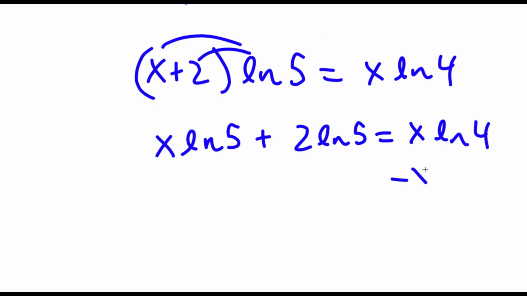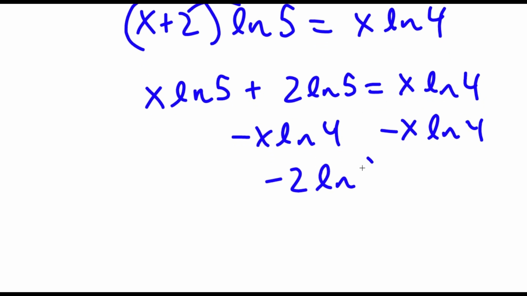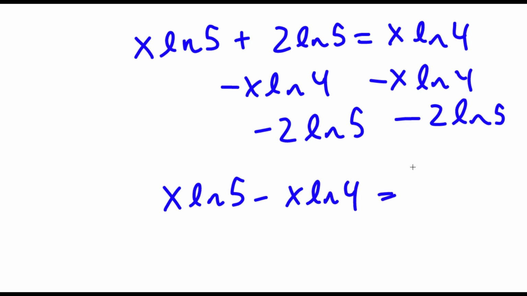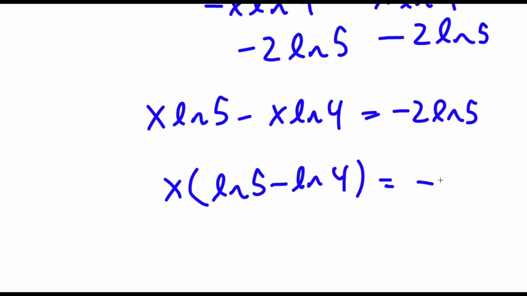Now I'm going to subtract both sides by x times ln 4, and I'm also going to subtract both sides by 2 times ln 5. I have x times ln 5 minus x times ln 4 is equal to negative 2 times ln 5. Now from here I can factor out x, so now I have x times ln 5 minus ln 4 is equal to negative 2 times ln 5.